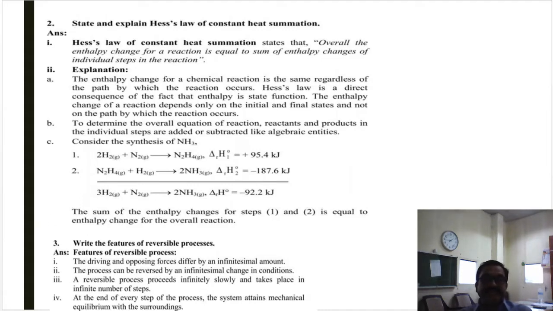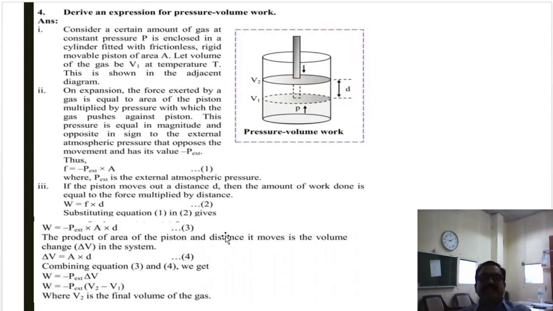Each feature carries half a mark. The next question, a derivation: derive the expression for pressure volume work. Pressure volume work is also known as mechanical work done.